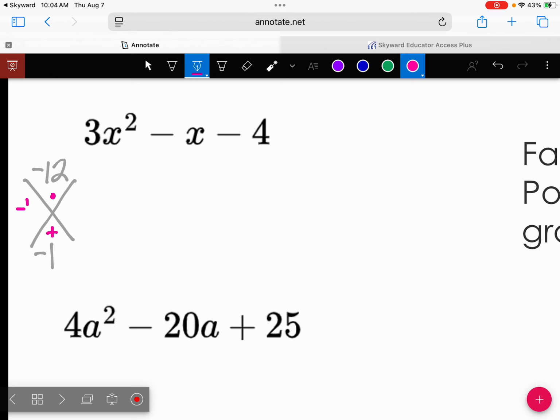3 and -4. So -4 and +3. Those will multiply together to make a -12. They add together to make -1. Again, that tells us how this x was before we combined our like terms.